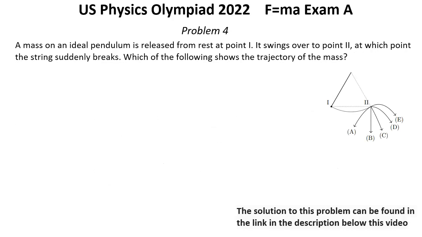Problem number 4. A mass on an ideal pendulum is released from rest at point 1. It swings over to point 2, at which point the string suddenly breaks. Which of the following shows the trajectory of the mass?